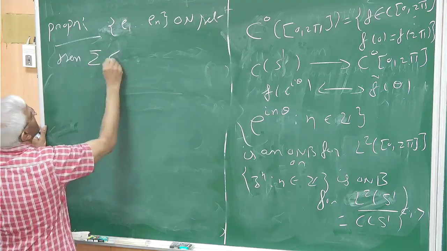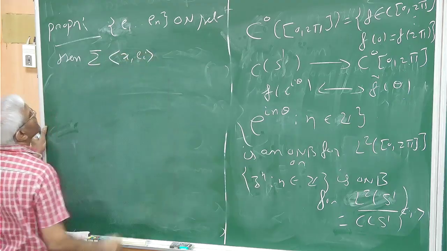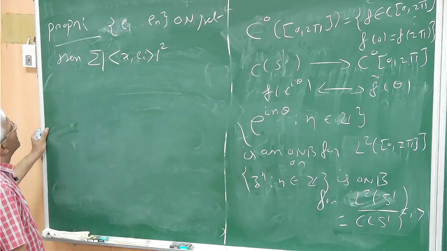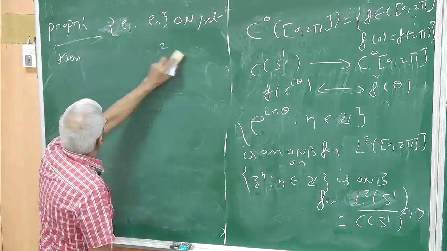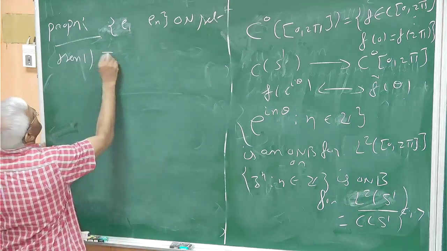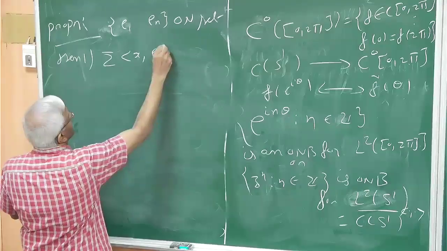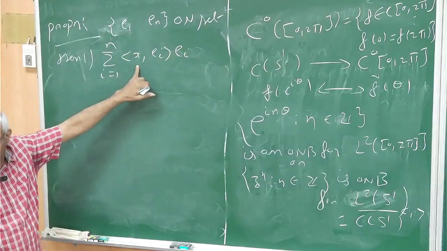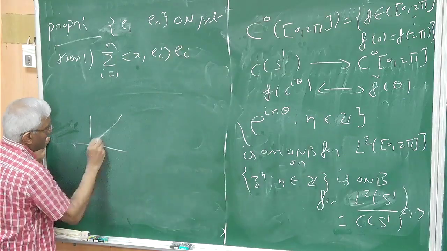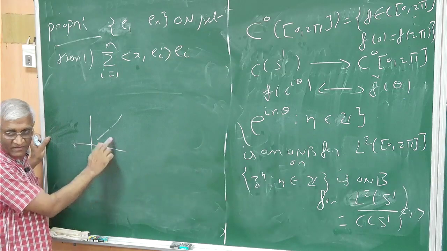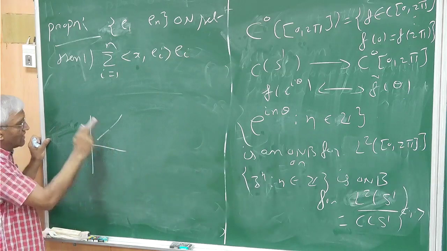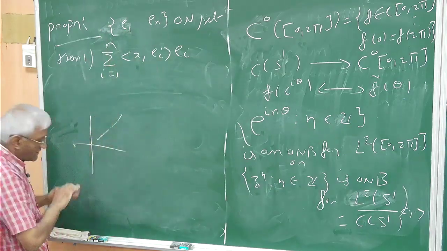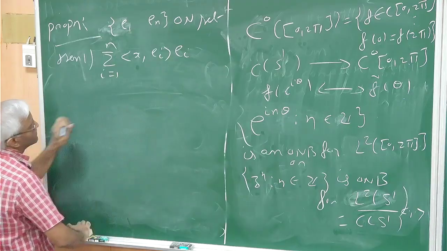Then consider the summation, i equal to 1 to n, of x, ei times ei. This is like taking the component. If you have something here, you take the component in the x-axis. It is like taking the inner product with this axis. There are n axes, and you are just taking the ith component. So that is what this is.